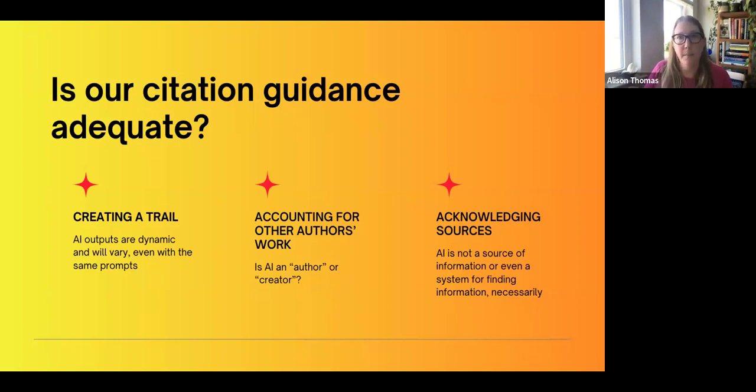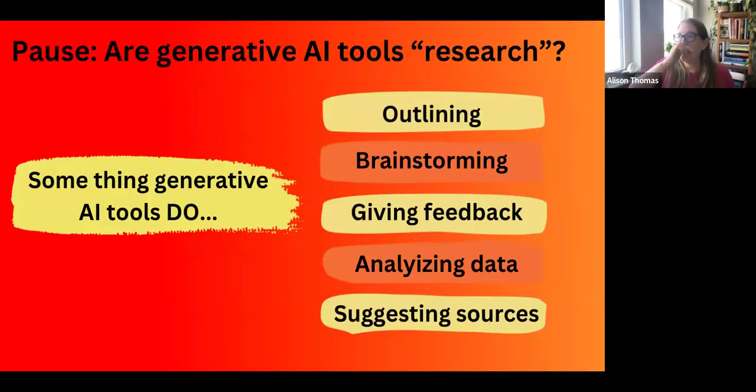I think students can lump AI tools together into two baskets. One is sources, which is problematic for some of the reasons we've mentioned, and then help, which can also be problematic for some of the reasons I'll get to. So this question about AI tools as research necessitates that we remind ourselves of some of the things AI tools can do. These are some of the ways I think students are using these tools, as far as I've seen: for outlining, for brainstorming, to get feedback, to analyze data, to suggest sources. A lot of students who are studying for tests are asking AI to generate sample questions to test them, things like that. None of that really feels like research in the traditional ways we would define research.